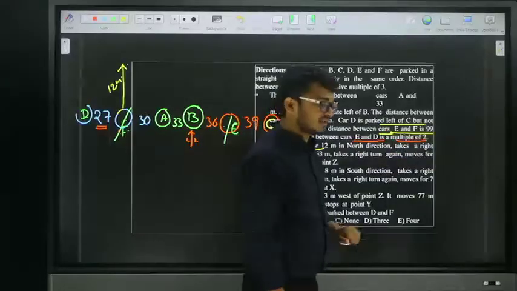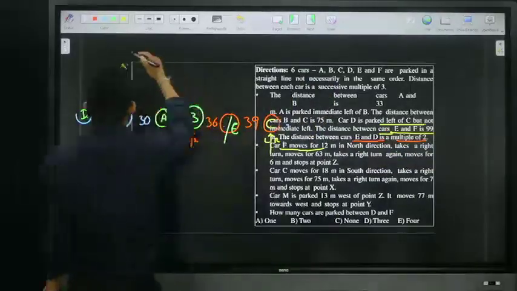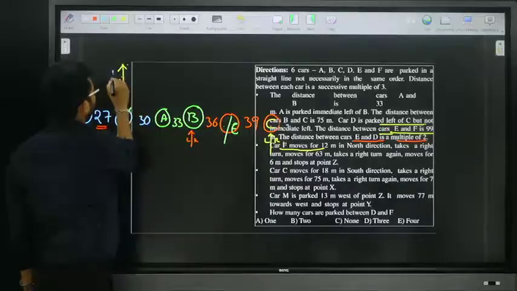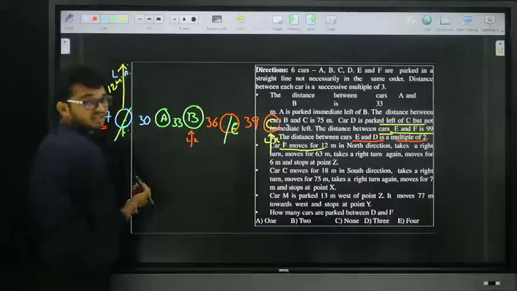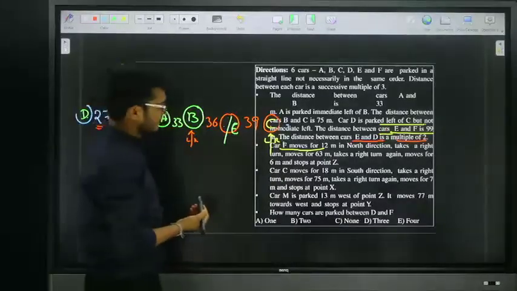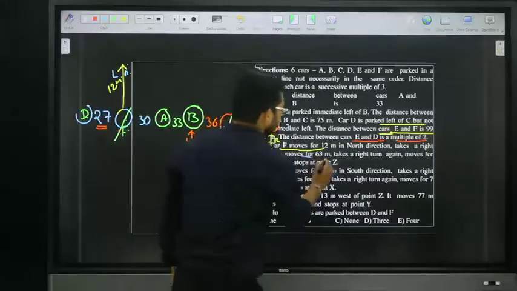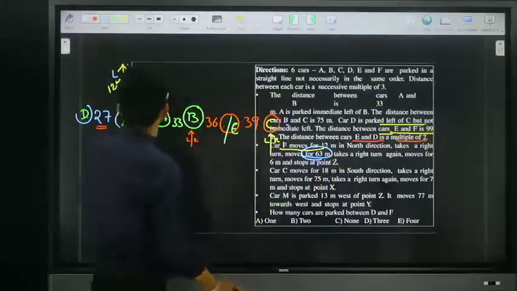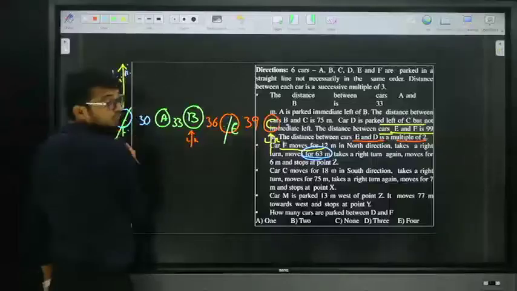Then it takes a right turn. Now friends here, facing north, which one is the left hand? This one is the left hand, and this one is the right hand. Then it takes a right turn and moves for 63 meter.